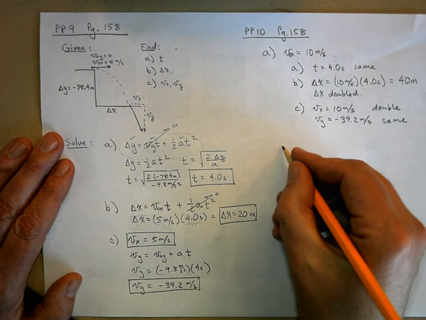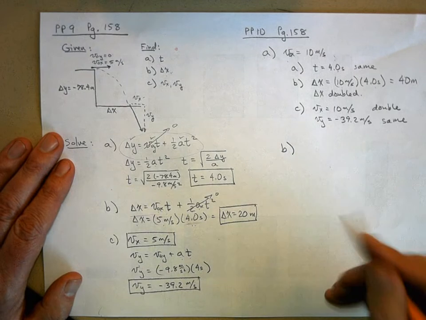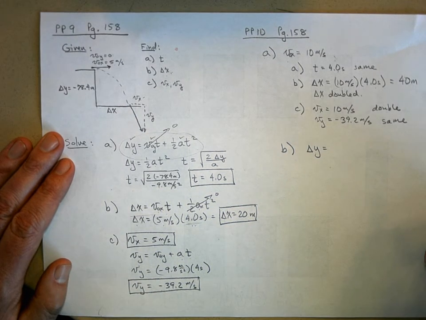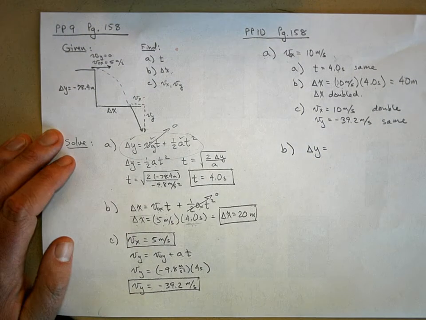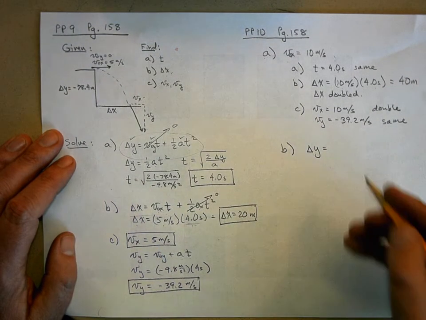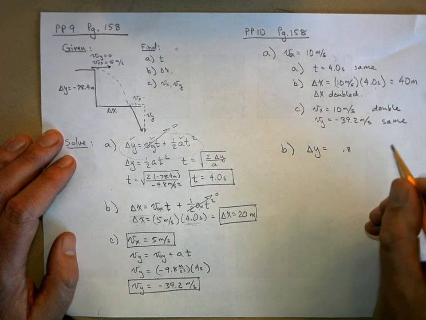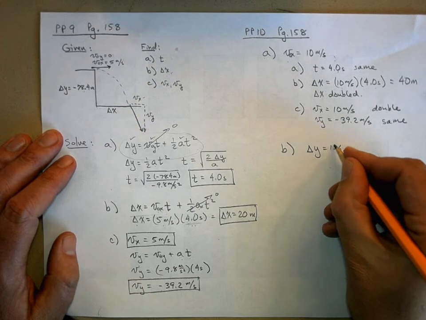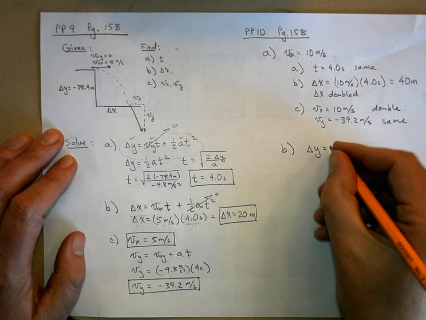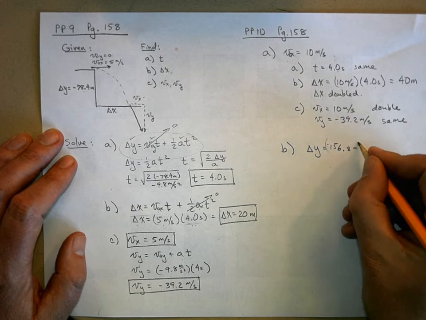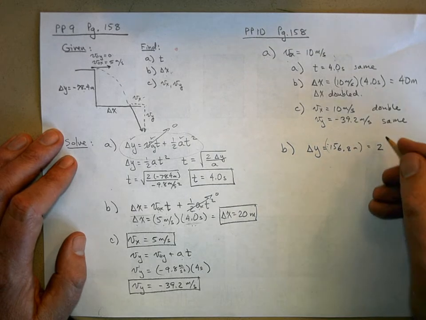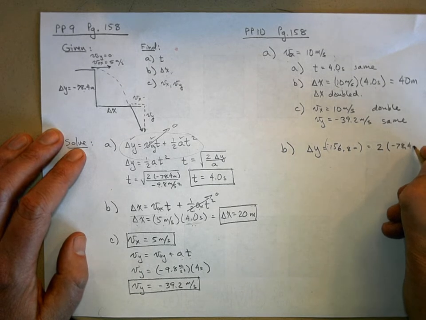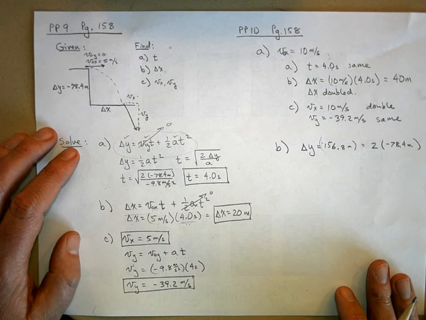Now for practice problem 9, part B, we said we're now going to change delta y. Delta y is going to be double. So what's 2 times 78.4? Why don't I just put it like this? It's 2 times negative 78.4 meters. I'm just going to leave it like that, and you'll see why here in a second.